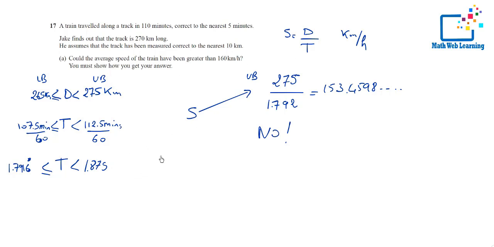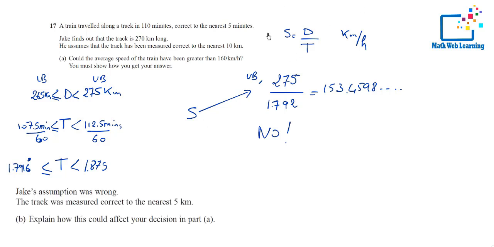Okay, so the next question is question 17, or part B. Part B says that Jake's assumption was wrong. The track was measured correct to the nearest 5 kilometers instead of the 10 kilometers. So we have improved the accuracy. So what does it mean to the upper bound and the lower bound for the distance? Because we're talking about the distance here.